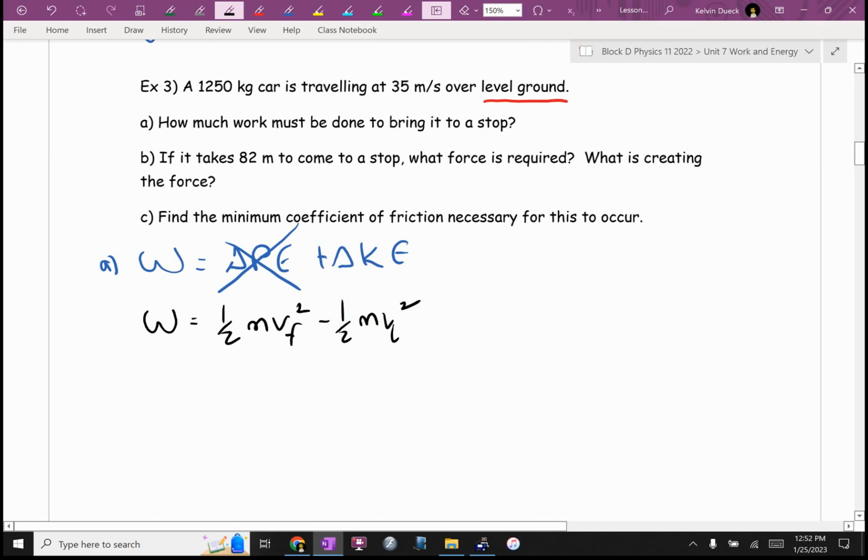Okay. Oh, are any of these zeros? Final. Okay. Comes to a stop. What does that mean? We're going to get a negative answer. Let's just crunch our numbers on this line. It's going to be negative 0.5. The mass is 1250. V is 35. Don't forget the squared.